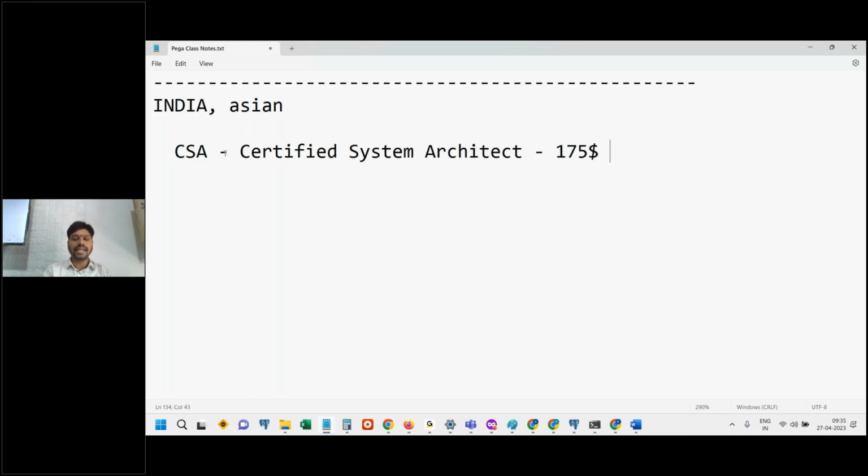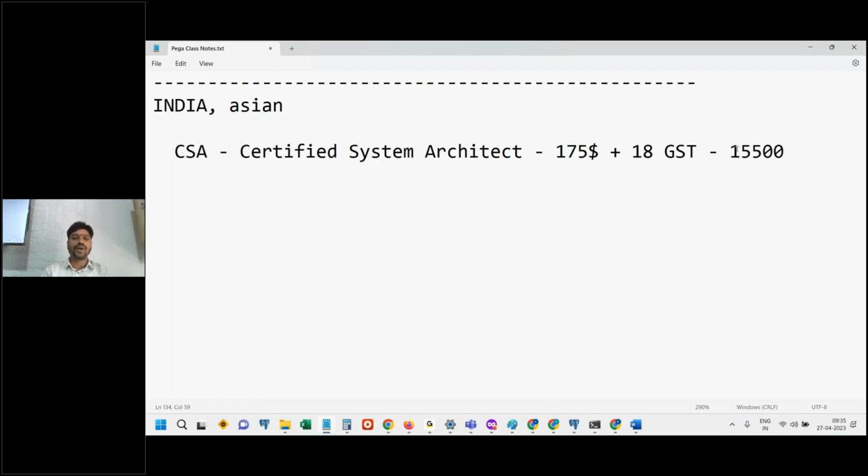$175 plus 18% GST in India, other countries accordingly. It will be around $206, which in Indian currency is around 15,500, including tax. I'm saying the total, not the Google price. Including tax, processing fees, everything. You will be able to clear the exam. We will help you, no worries about it. You will never fail. And anyhow, you are writing our exams here.